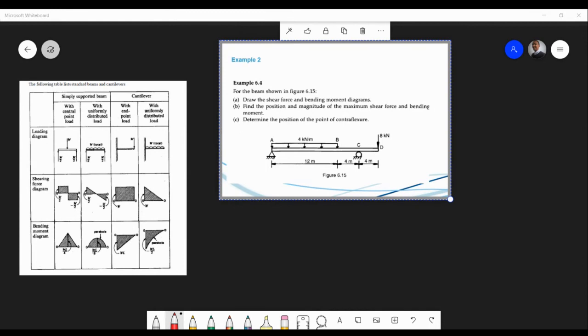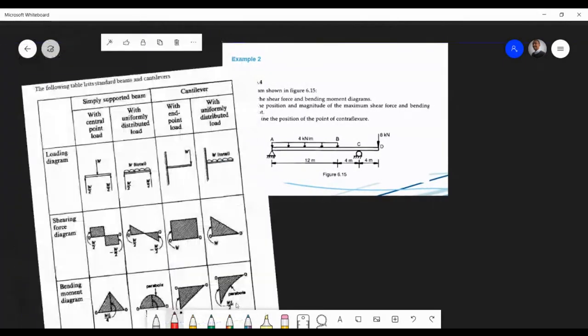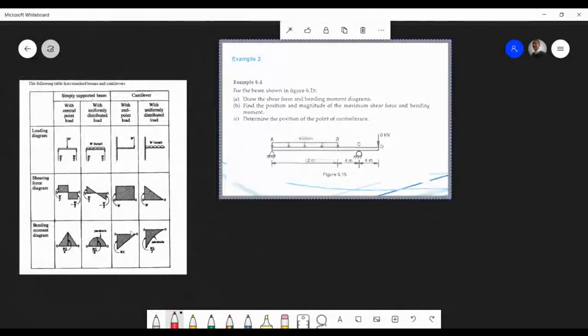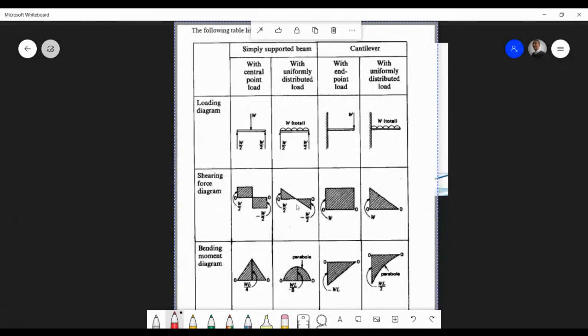Understand? So what I'm saying is, when you have a UDL, you're going to end up with this kind of pattern. Your shear force will look like this. You've got that kind of thing, right? Your shear force is like these two triangles, and your bending moment will be this parabolic curve. Are you with me? So now you must be aware of how the diagrams are going to look. When you do a bending moment diagram, it's not just going to be straight lines.